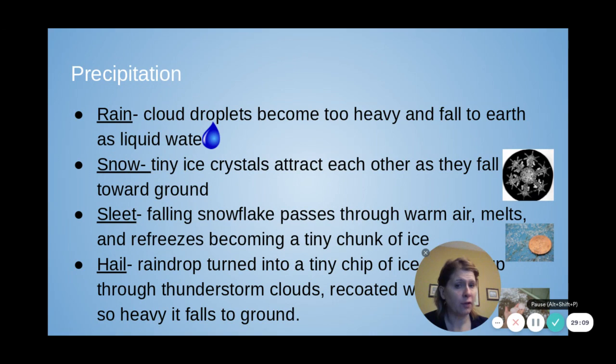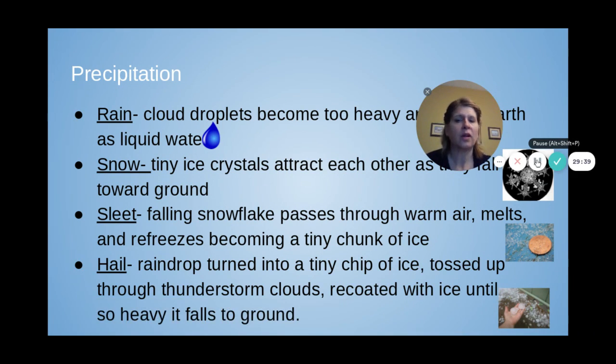Sleet. Sleet, falling snowflakes, falls through warm air, melts, because you know it warms up, goes from a solid to a liquid, and then goes through cool air and freezes again and becomes tiny chunks of ice. So sleet is snow that has melted in the air and refroze and comes down to the earth. Very dangerous to drive in.